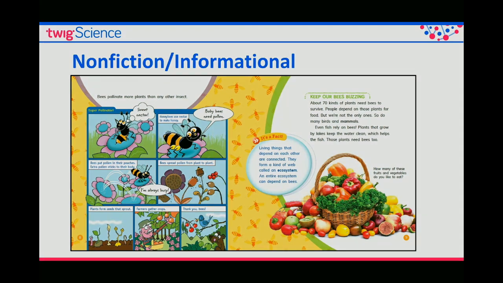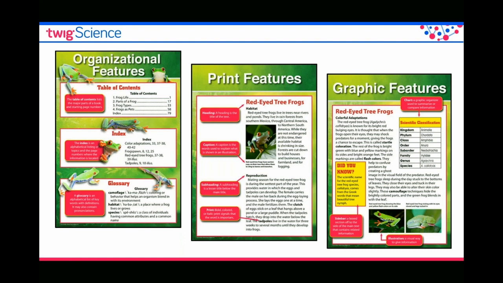So when we think about text features, there are really three types. Those organizational features that books have, like a table of contents, an index, a glossary, and we teach students how to use those, how to access that information. There are print features like headings and subheadings. These are super important. Authors put them in there for a reason. They tell us the big ideas, and they can also be used to summarize after we read.